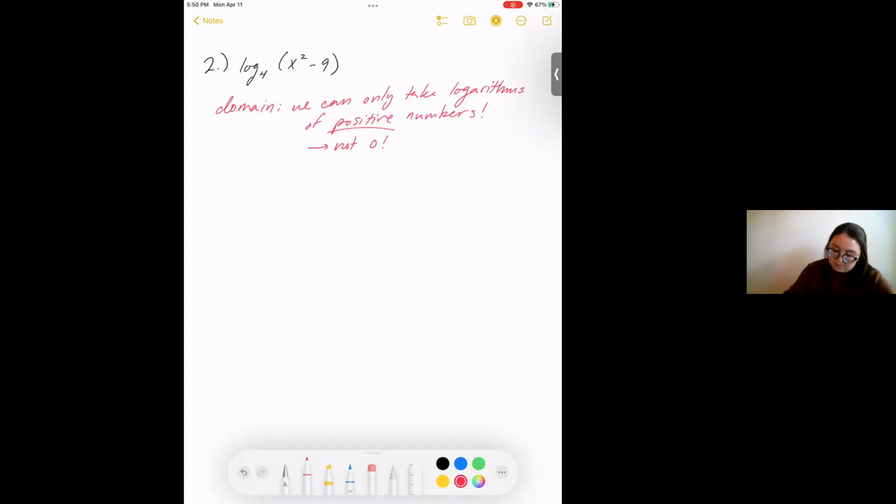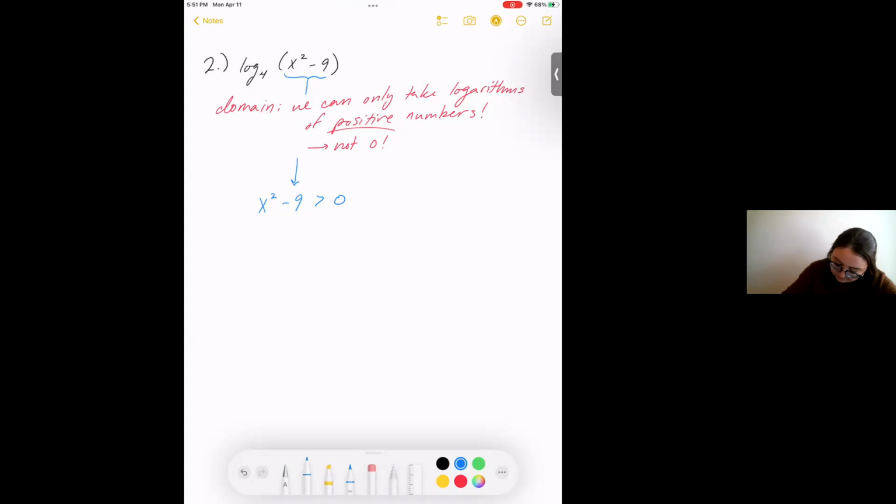So this means that x squared minus 9 has to be greater than 0. And what we have there is a polynomial inequality. We've got x squared minus 9 greater than 0. So since this is going to be a polynomial inequality, we want to solve this.